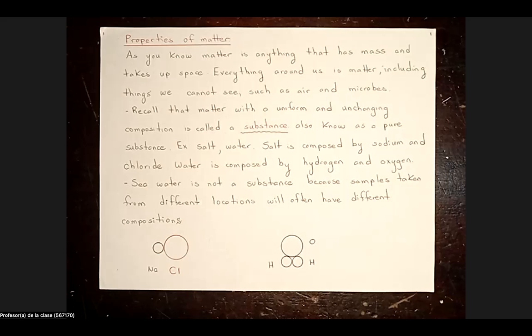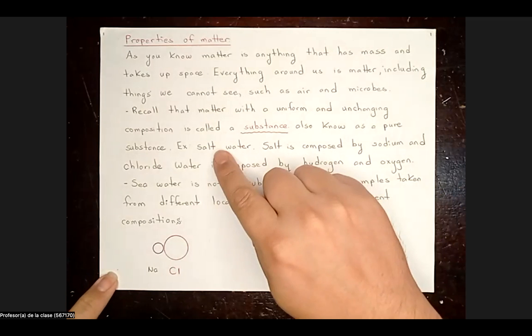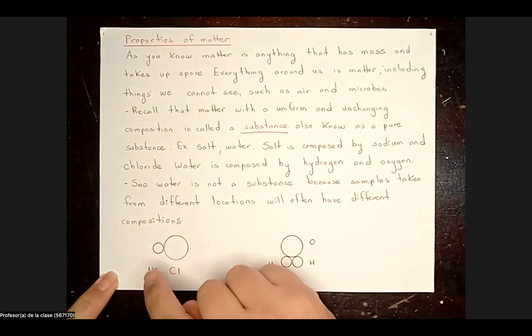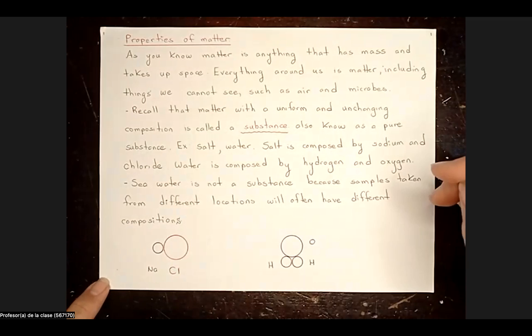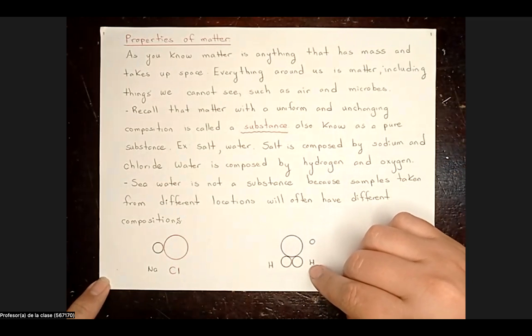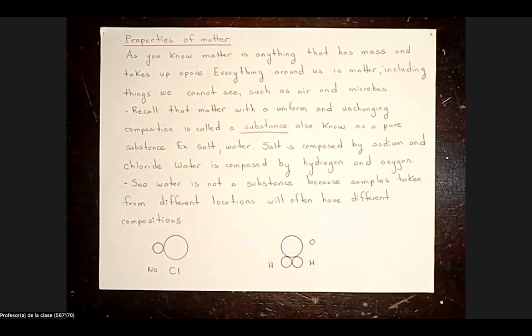For example, salt and water. Salt is composed of sodium and chloride, but water is composed of hydrogen and oxygen. Seawater is not a substance because samples taken from different locations will often have different compositions. So the salt is made by the combination of two atoms, sodium and chloride. Meanwhile, the water is composed of two atoms of hydrogen and only one atom of oxygen.